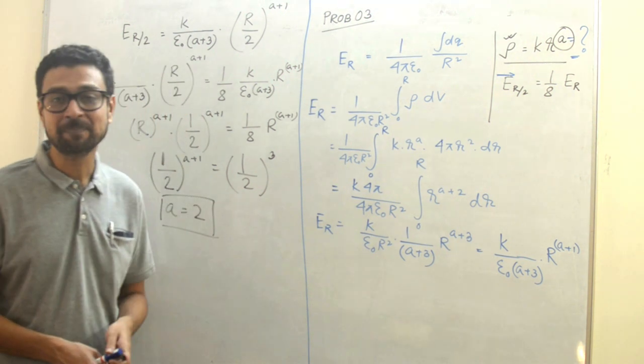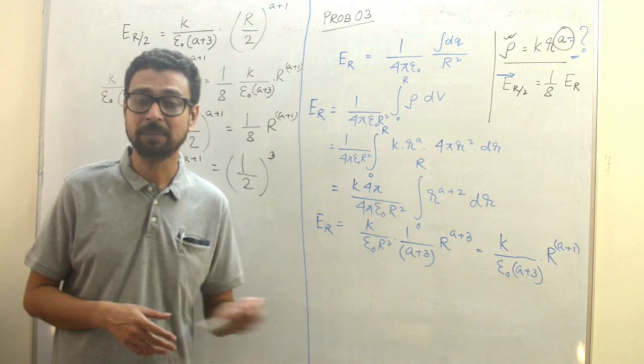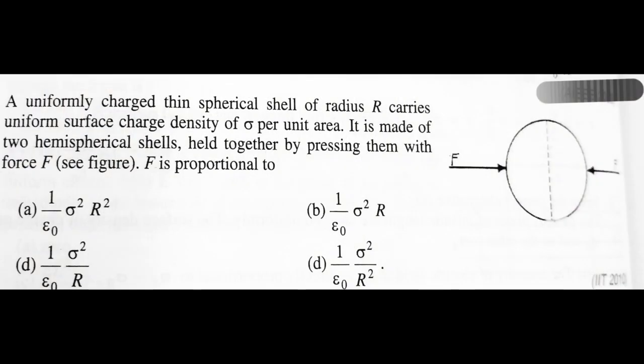Alright, now let's check a very important concept that will come up with a picture. This is a very different type of problem. The problems we did till now, this is completely from a different domain, but it involves Gauss's theorem in a different way. It says that a uniformly charged thin spherical shell of radius capital R carries a uniform surface charge density sigma per unit area. It is made of two hemispherical shells, and here is the trick: held together by pressing them with force capital F as seen in the figure, and we have to find what F is proportional to.